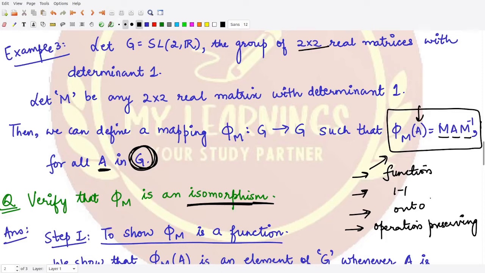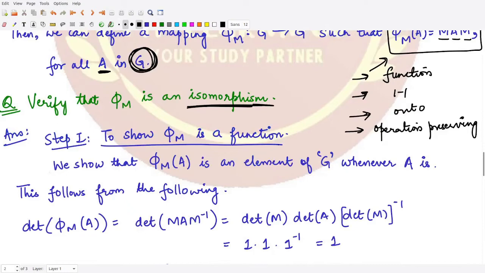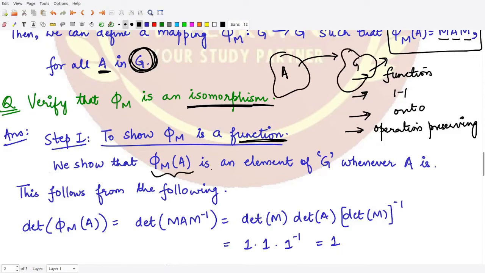So let's see here. In the first step, we wanted to show that it forms a function. For that, we wanted to show that for every element A here in the group G, we have some association here in the group G, right? So we will show that phi M A is some element in G, whenever A is an element of G. For proving that phi M A is a member of G, we will prove that its determinant is equal to 1. If that is so, then we can say it belongs to G.